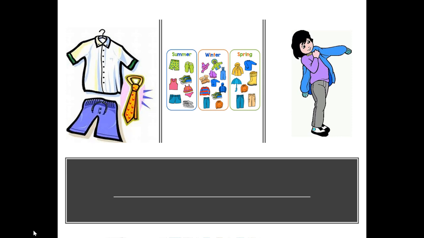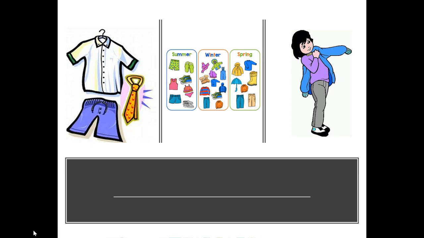Well, in the first picture, I notice clothes. I notice a shirt, some shorts, a tie. In the next picture, I notice a bunch of different clothes that you could wear for summer, winter, or spring, different types that you need to wear depending on the season or what it's like outside. And in the next picture, I notice a girl is wearing a coat or putting on a coat.